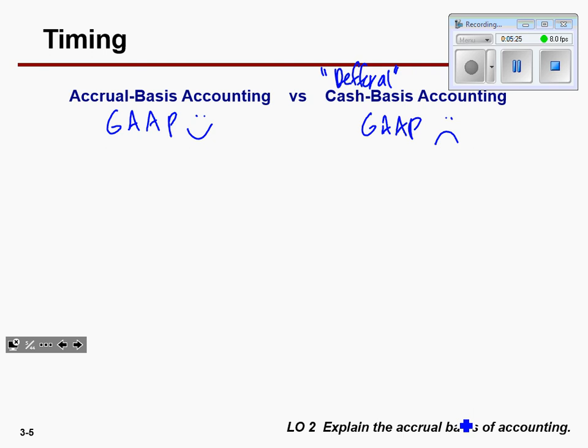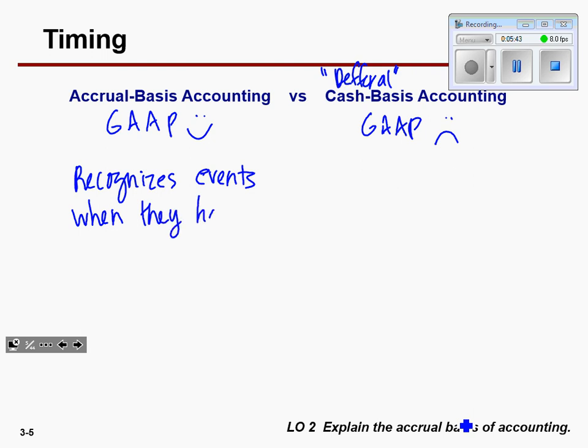Let's talk a little bit more about what they mean. Accrual basis accounting recognizes events when they happen, with or without cash. Accrual basis accounting doesn't need cash to show up for it to be deemed an economic event.